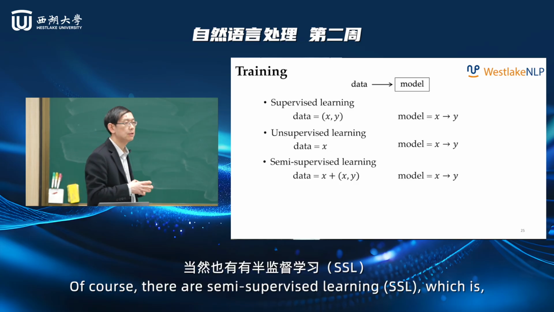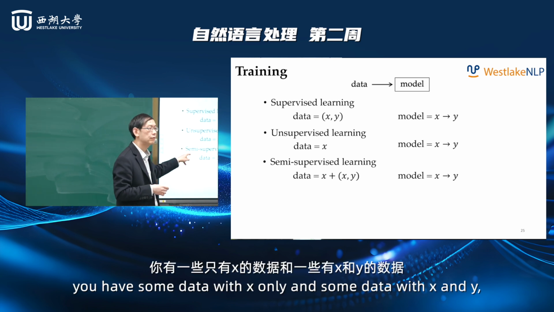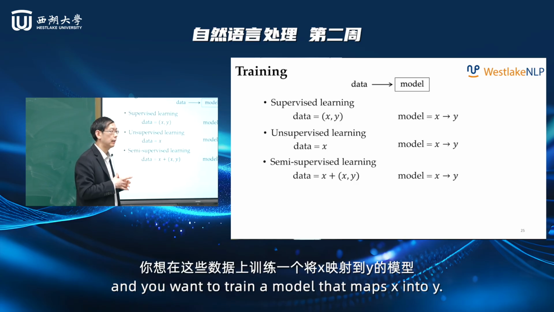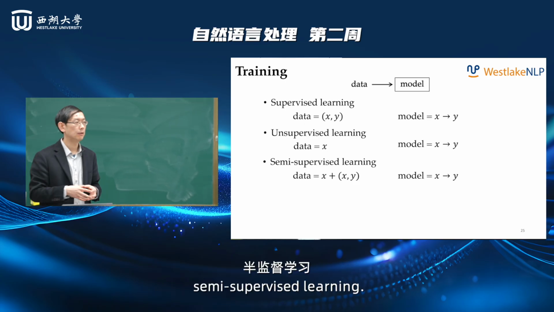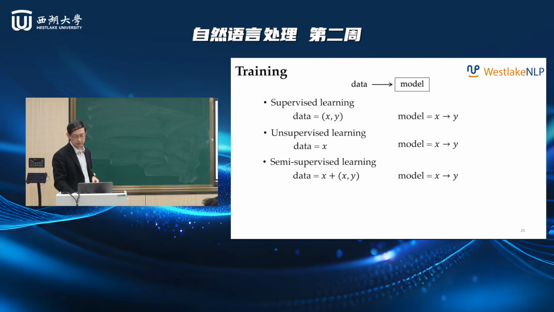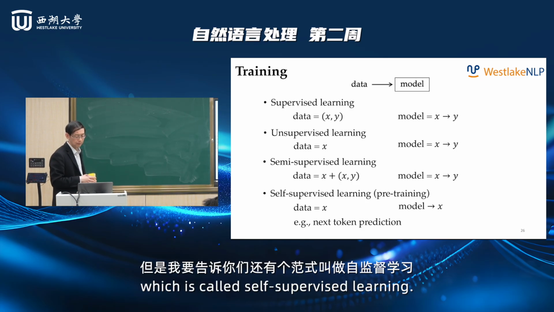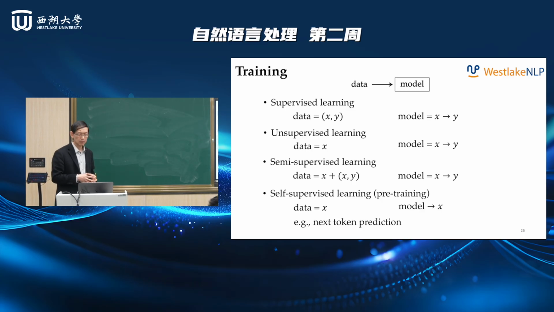Of course, there is semi-supervised learning, SSL, which is, okay, you have some data with X only and some data with X and Y, and you want to train a model that maps X into Y, okay? Semi-supervised learning. But there is something I am going to tell you, which is called self-supervised learning. It's used a lot in pre-training, okay?